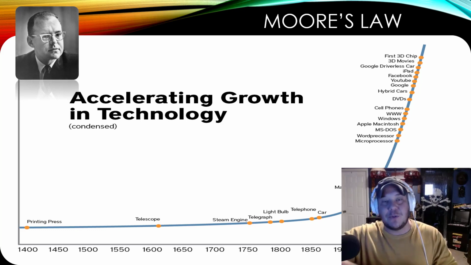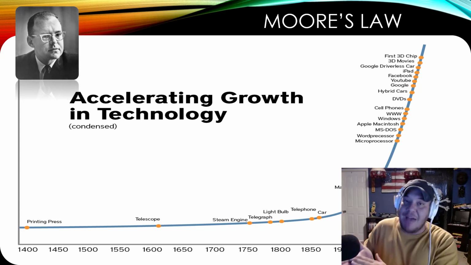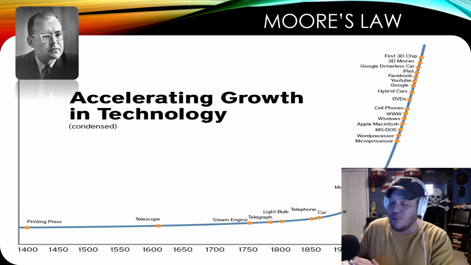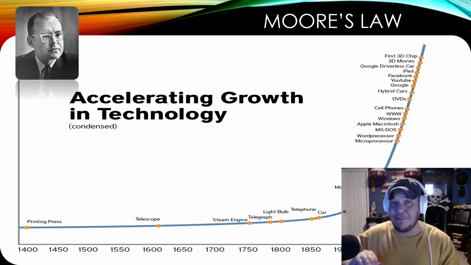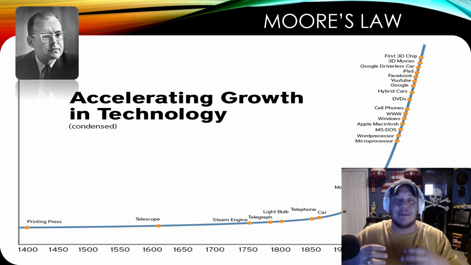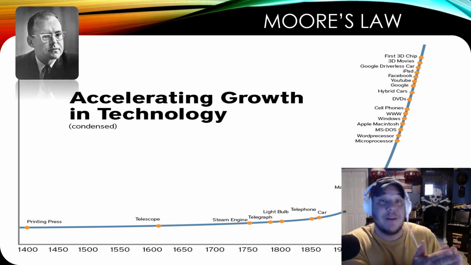We're coming to a point, and we'll get into this in the future technology lesson, where we have a runaway technology, a runaway capability of our materials. When we hit that point, we're going to hit what's called the singularity, where the technology is actually able to update and maintain and grow itself. We're getting very, very close to that.